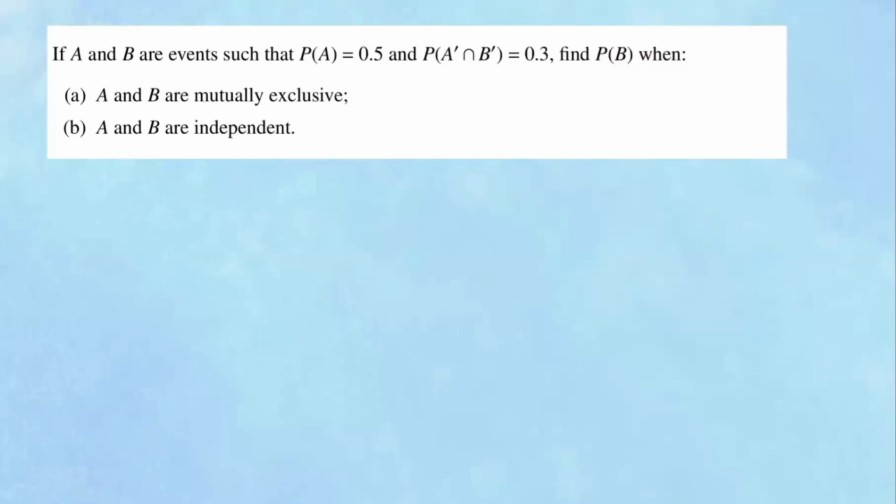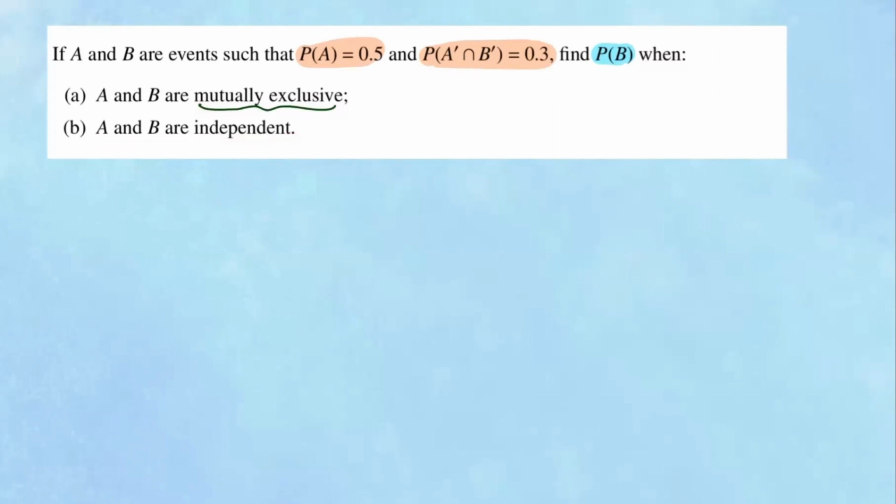Everyone, we're going to work out this very interesting example of probability. Suppose that A and B are two events, and we know the probability of A is 0.5 and the probability of A complement and B complement is 0.3. We want to know what the probability of B is when A and B are mutually exclusive and when A and B are independent. These things have their own definitions.